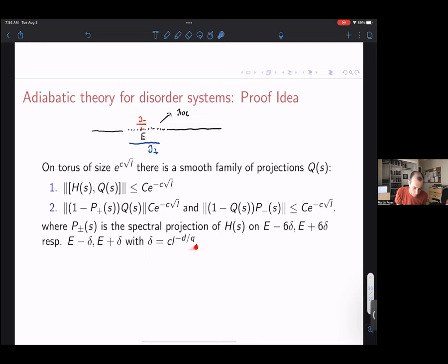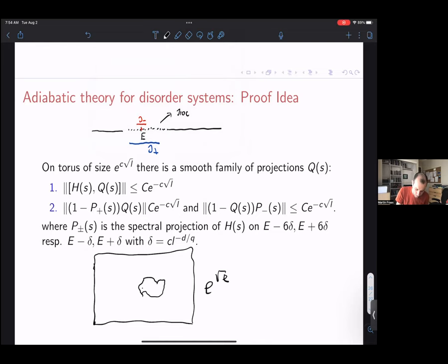And the correct choice is L to the minus d over q, but to understand that correct choice, one will need to go to details of the analytics. So the last thing I want to say: what is this spectral projection Q and what is this parameter L? They are connected. So I have this torus, and we chop this torus. This torus is of size e to the square root of L, and we chop it into sufficiently good regions of size L. So this is one such region. Let me call this region X.